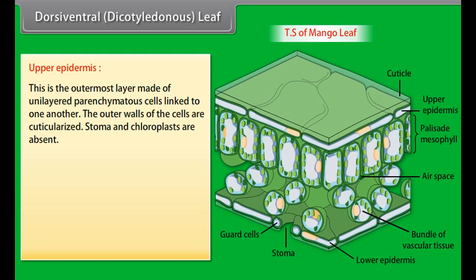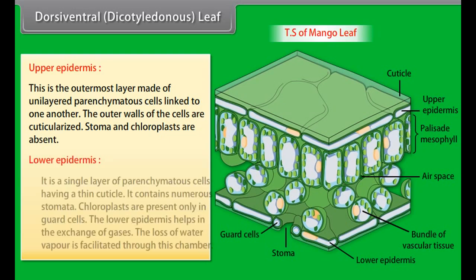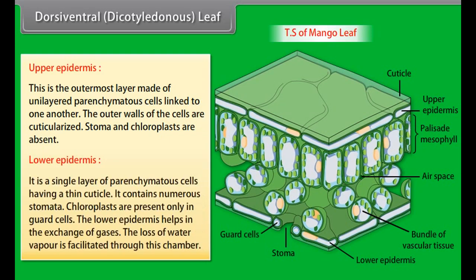The outer walls of the cells are cuticularized. Stoma and chloroplasts are absent. Lower epidermis. It is a single layer of parenchymatous cells having a thin cuticle. It contains numerous stomata. Chloroplasts are present only in guard cells. The lower epidermis helps in the exchange of gases. The loss of water vapor is facilitated through this chamber.